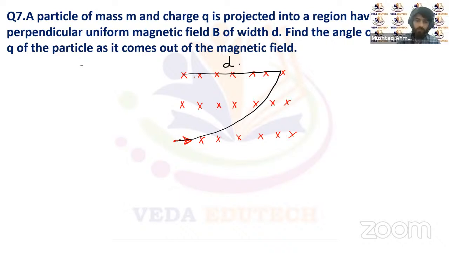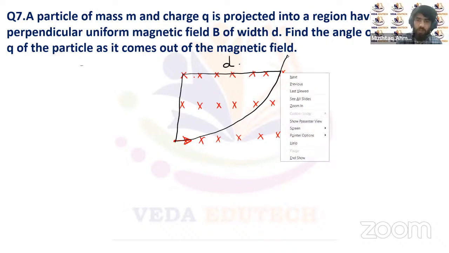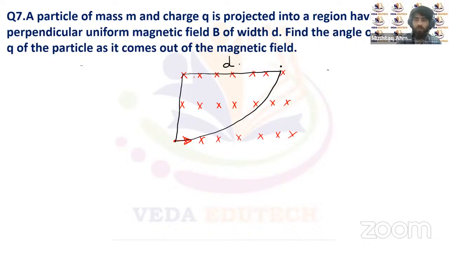If this is the trajectory of this particle, we'll draw the perpendicular at this point. If this is the perpendicular at this point, it means that this will actually be the radius of this particle, right? And it will leave at an angle of theta here, right? We have to find the angle of deviation, right? It will leave the region at an angle of theta here, right? So this will be the angle of deviation here, right?